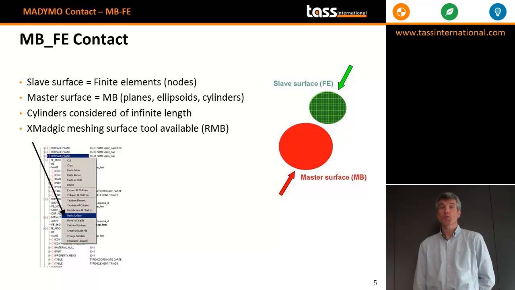If this is hampering your model, you can make use of the following option under Xmagic, which enables you to make a mesh of the cylinder. Obviously also for a plane or an ellipsoid. But then, of course, an MBFE contact can no longer be applied, and you have to switch over to an FE-FE contact.